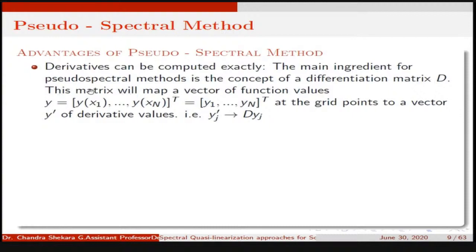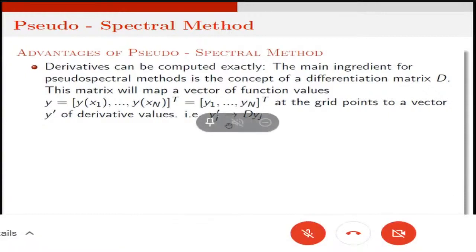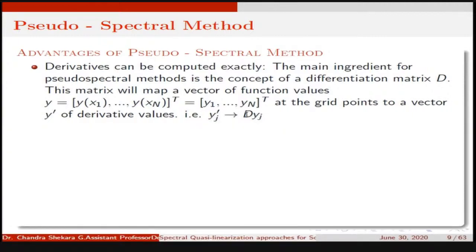How to compute these derivatives exactly, I'm going to explain in detail in the coming slides. But this is called the Chebyshev differentiation matrix. So this maps the functional values to the derivative values at the grid points. So that is y j is mapped to D times y j. So this D plays a very important role in this spectral collocation method.